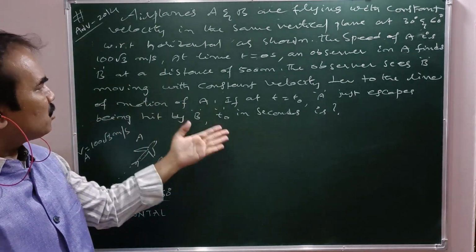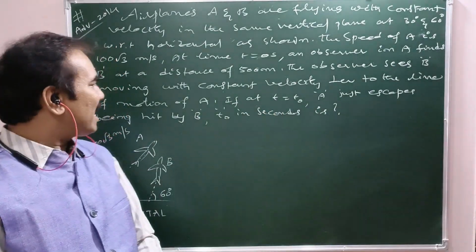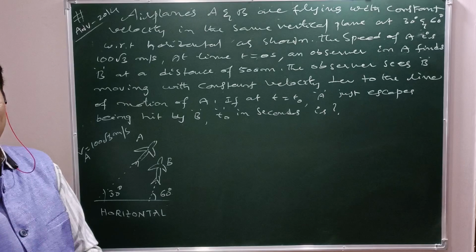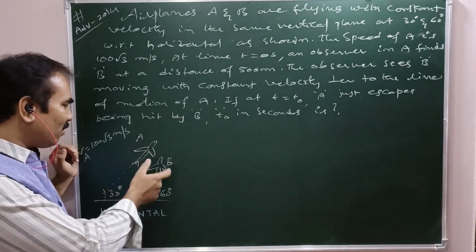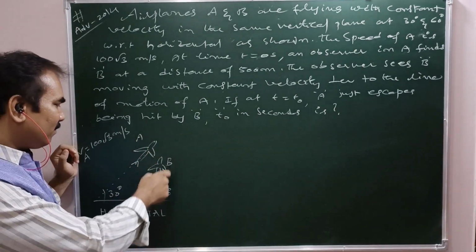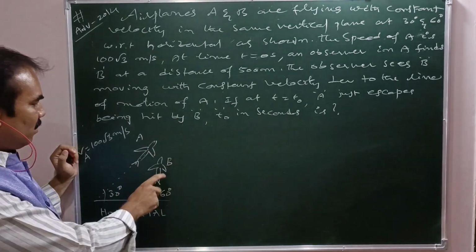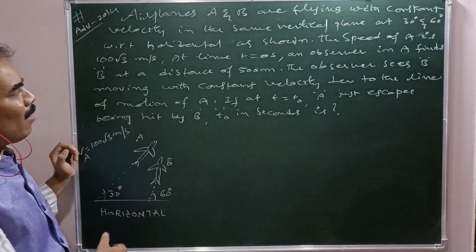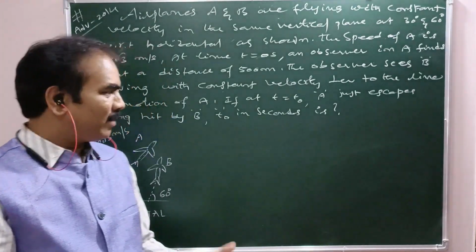What is the question here? If at t equal to t naught, A just escapes being hit by B, right? At some time t equal to t naught, A just escapes from being hit by B. So, what is the time taken? What is the t naught here in seconds? That is what we need to find.